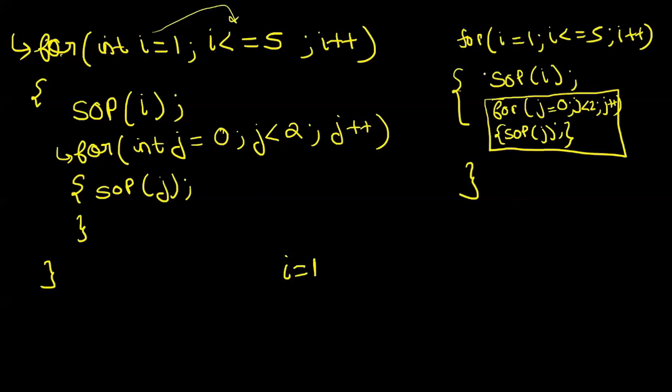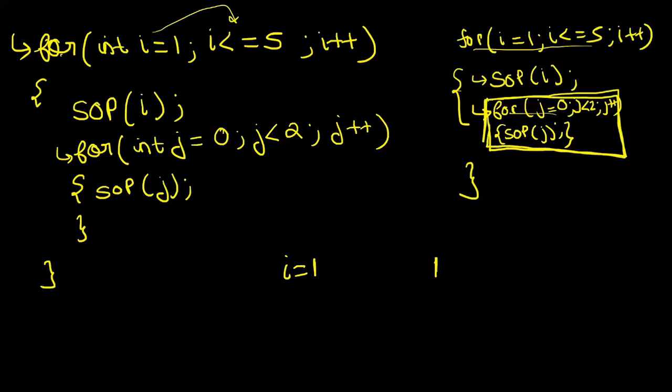So now you are in the body of this for loop. This is the outer for loop and this is the inner for loop, right? Now you are in the body of the outer for loop. What is the first line that you see? SOP I. So I will be printing the value of I, that is 1. So 1 will be printed. Now guys, what is the next line? The next line is this for loop. So what will happen? Now this for loop will run.